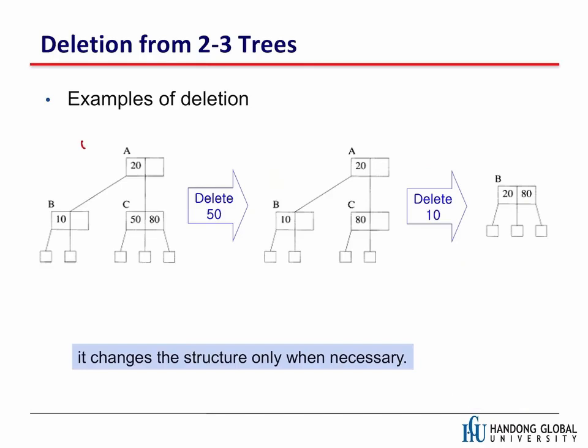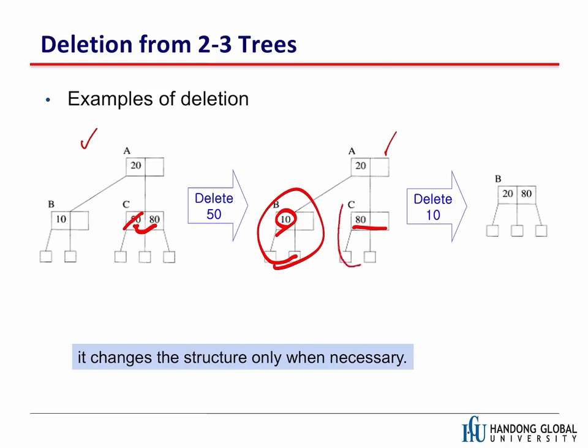Okay, next. So now from this tree, we delete 50. Then this is easy, just delete it and shift 80 here. So now we have this node, okay. Then delete 10. So we delete this one. Then there's a problem. This node is 2 node, okay. 2 node means we need 2 pointers, but this one is gone. So we have only 1 child, okay.